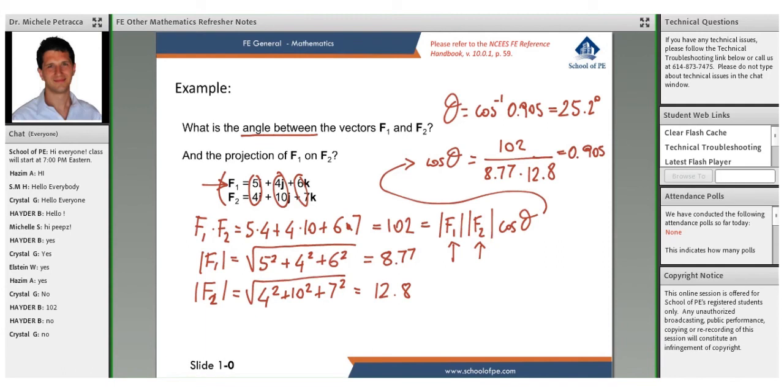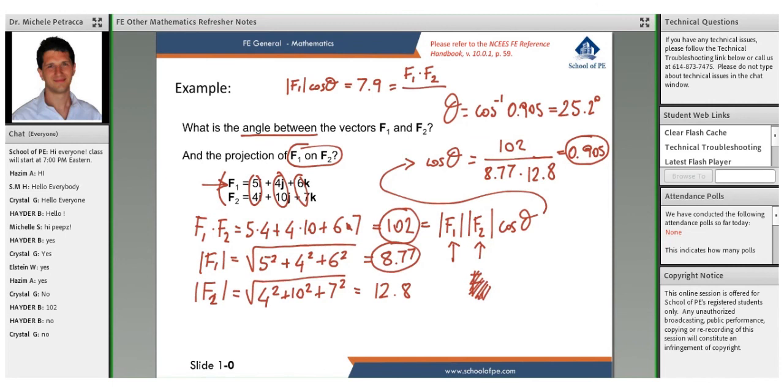So now what's the projection of f1 on f2? That's basically the length of f1 times the cosine of theta. Now the length of f1 we have it, the cosine of theta we have it. So then you can do this multiplication and you should get 7.9. Another way is to start from the dot product. So the projection is also equal to f1 dot f2.